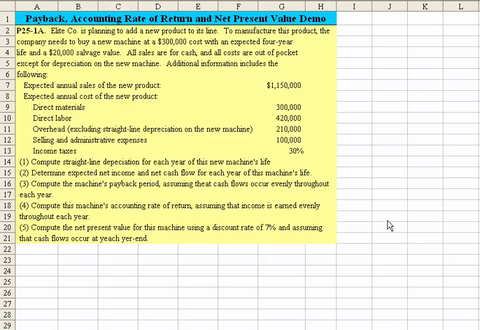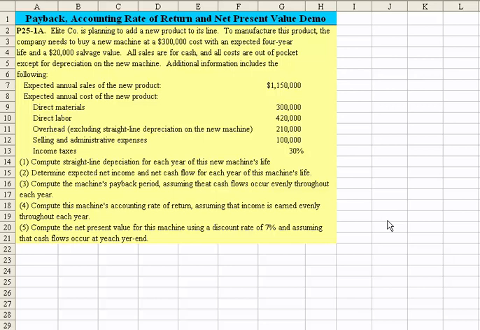The Elite company is planning to add a new product to its line. To make this product, they need to buy a new machine that will cost $300,000. It will have an expected 4-year life and a $20,000 salvage value. Now, its sales are all for cash and all costs are out of pocket except for depreciation on the new machine. Additional information also is included below.